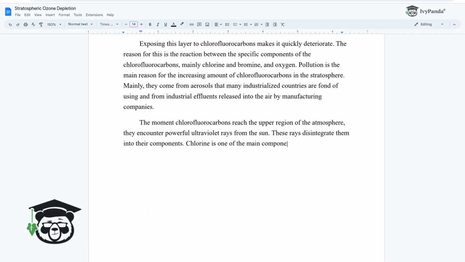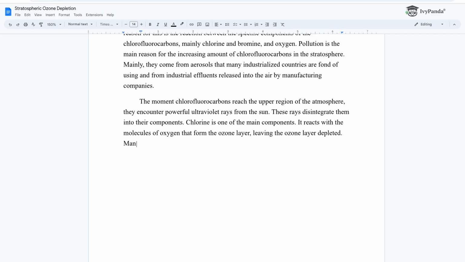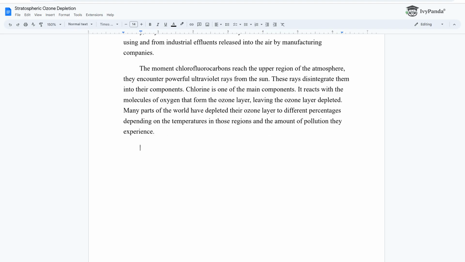Chlorine is one of the main components. It reacts with the molecules of oxygen that form the ozone layer, leaving the ozone layer depleted. Many parts of the world have depleted their ozone layer to different percentages depending on the temperatures in those regions and the amount of pollution they experience.